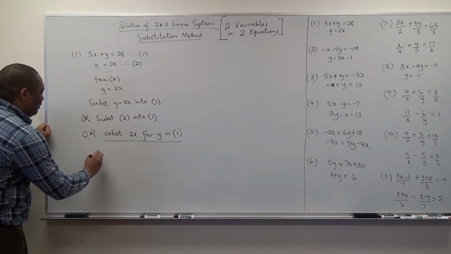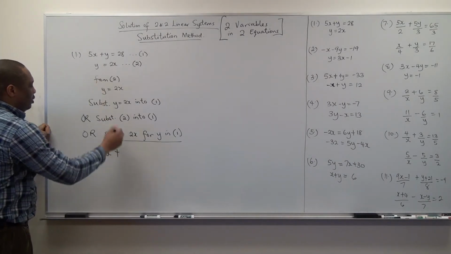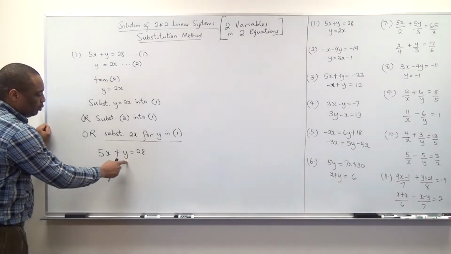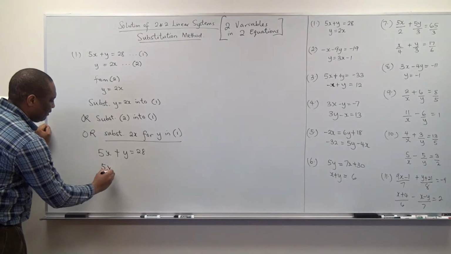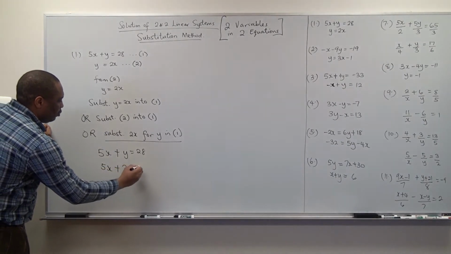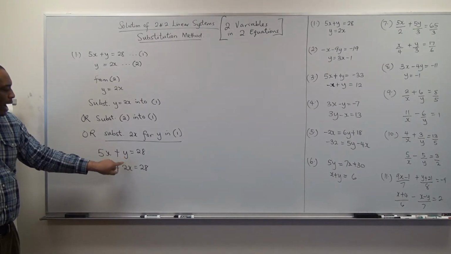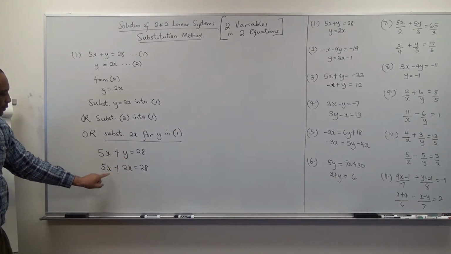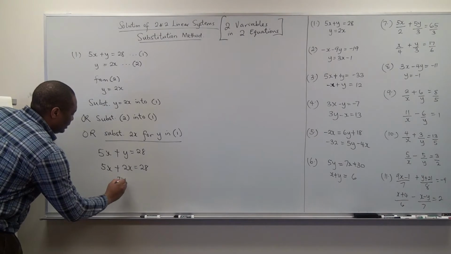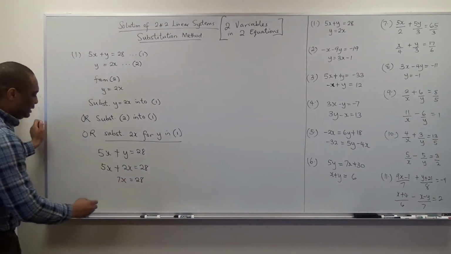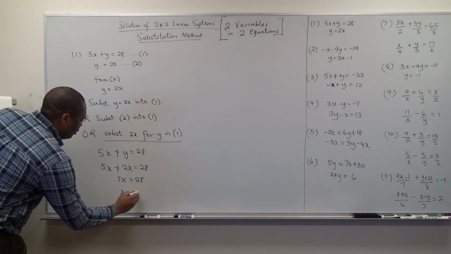So we now have 5x plus y is 28. This is equation 1. So we now put it like this: 5x plus 2x equal to 28. As you can see, rather than putting y, we now put 2x. So 5x plus 2x will give us 7x equal to 28. And of course, you divide both sides by 7, x will be 4.